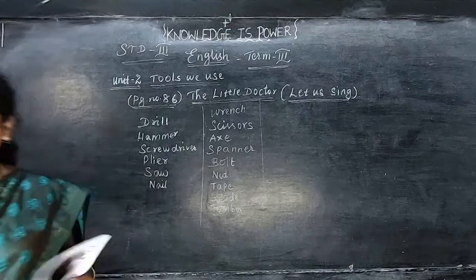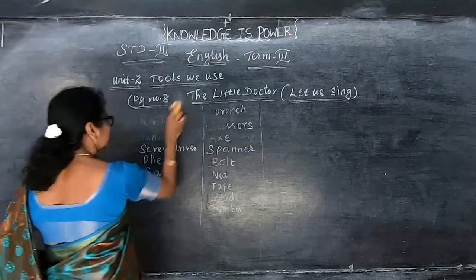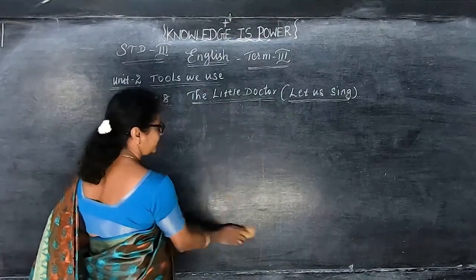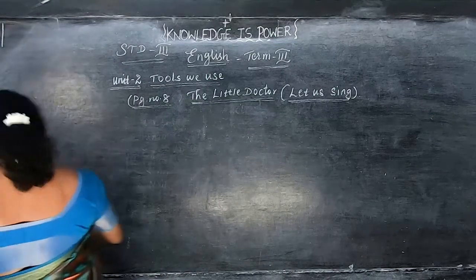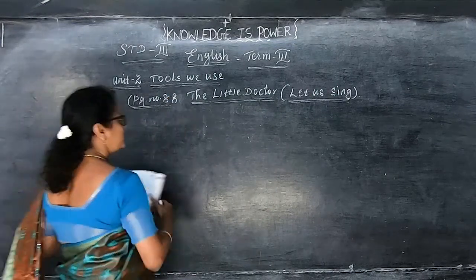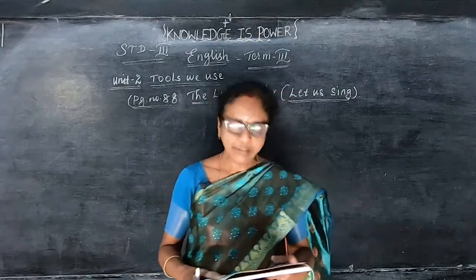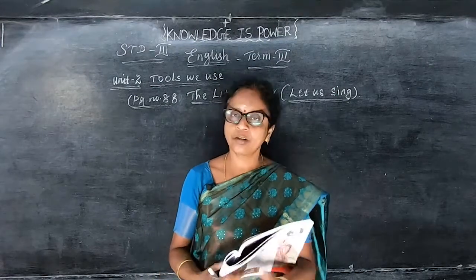So in this let us sing, we are going to see a poem now. I write the poem now, and after that we will say this. So page number 88, The Little Doctor. In this poem, I am a doctor. You know who is a doctor? Who cures the patients, or those who come sick.